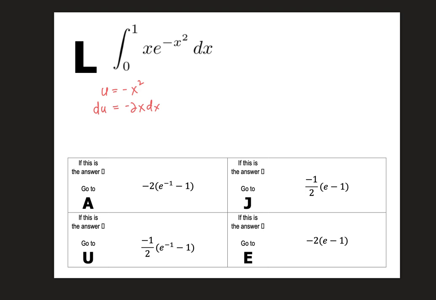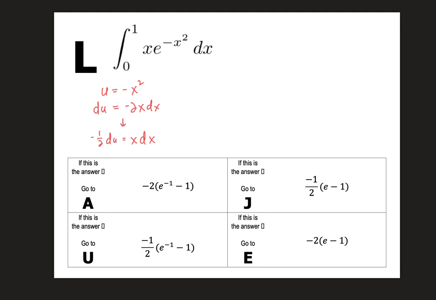Just notice you have an x dx that we want to substitute, and here you have a negative 2 x dx. So we have to get rid of this negative 2 to get x dx by itself, like it is in the problem. And so just multiply both sides by negative half. Okay, now just see super clear the substitution.